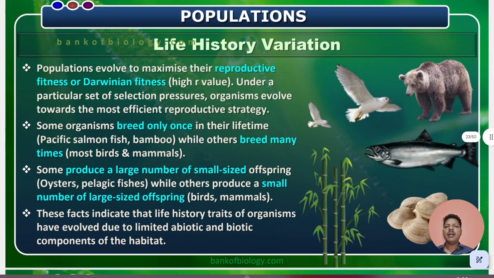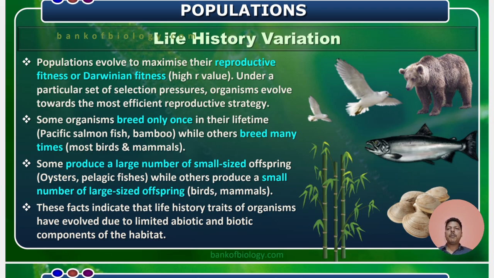Here, life history variation. Populations evolve to maximize their reproductive fitness or Darwinian fitness, that is, high r value, under a particular set of selection pressures. Organisms evolve towards the most efficient reproductive strategy. Some organisms breed only once in their lifetime, for example Pacific salmon fish and bamboo tree, while others breed many times, like most birds and mammals.